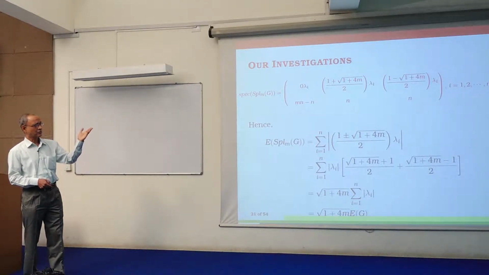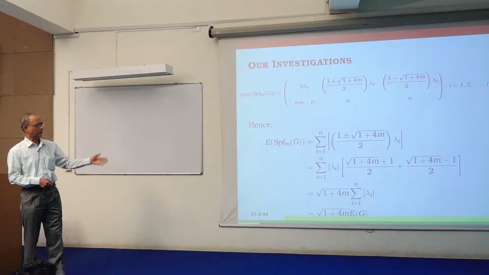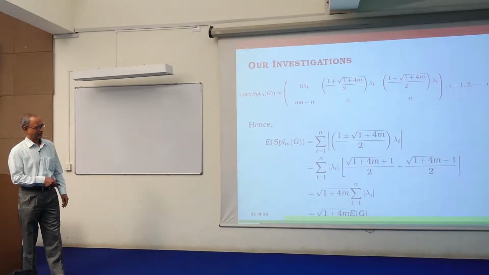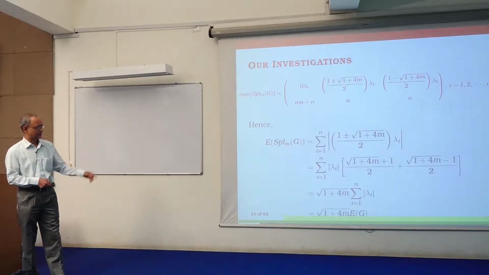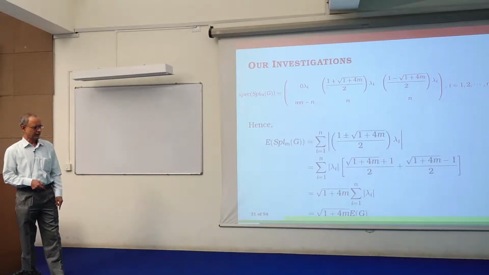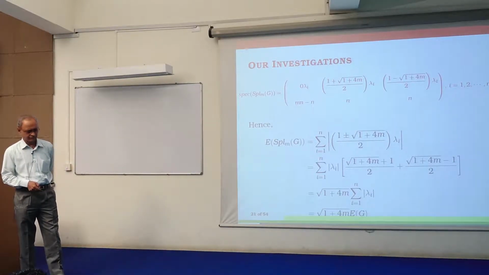So now we are able to calculate the energy of this graph. So it is like this, and the simple algebraic calculations establish the result that the energy of the M splitting graph of G is square root of 1 plus 4m times the energy of the given graph.